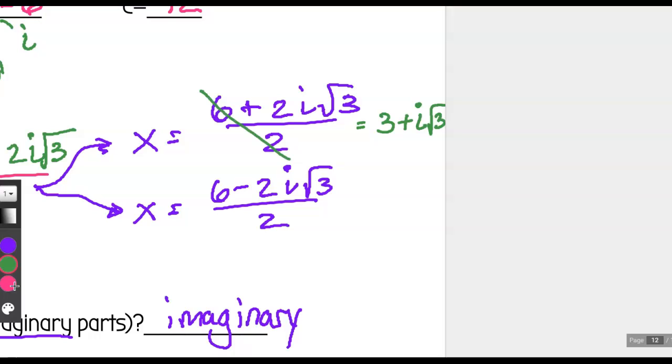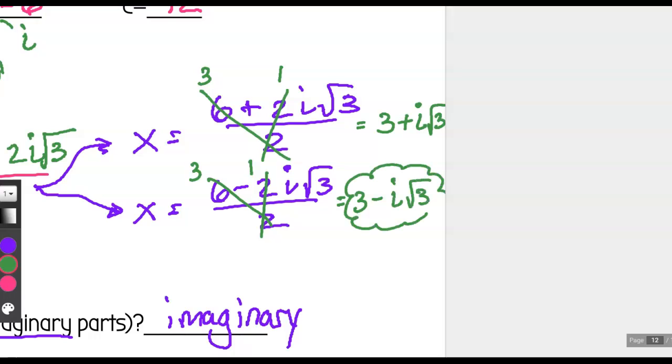Notice I divided 6 by 2 and got 3. I divided 2 by 2 and got 1. You divide 6 by 2 and you get 3, and you divide 2 by 2 and you get 1. So you end up with 3 minus I square root 3. These are your two solutions. You leave them like this with i's in them because they're imaginary. And you're done.